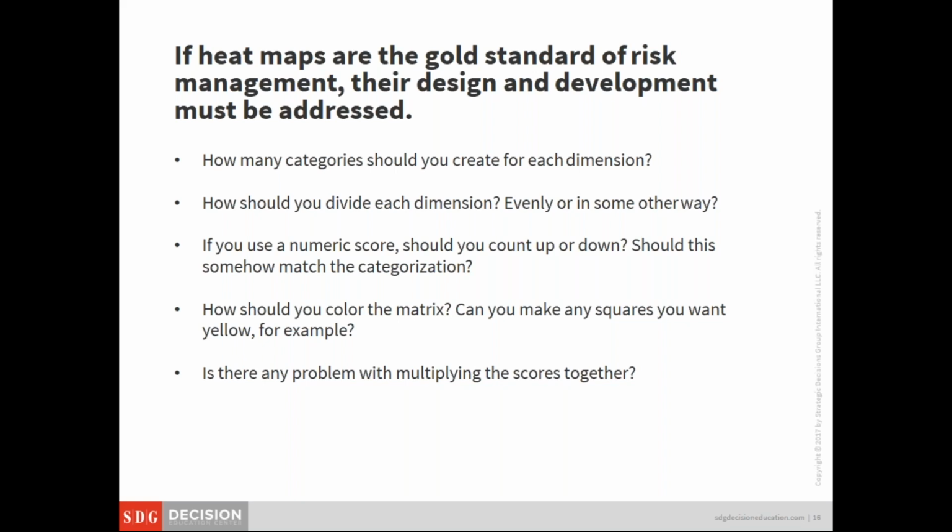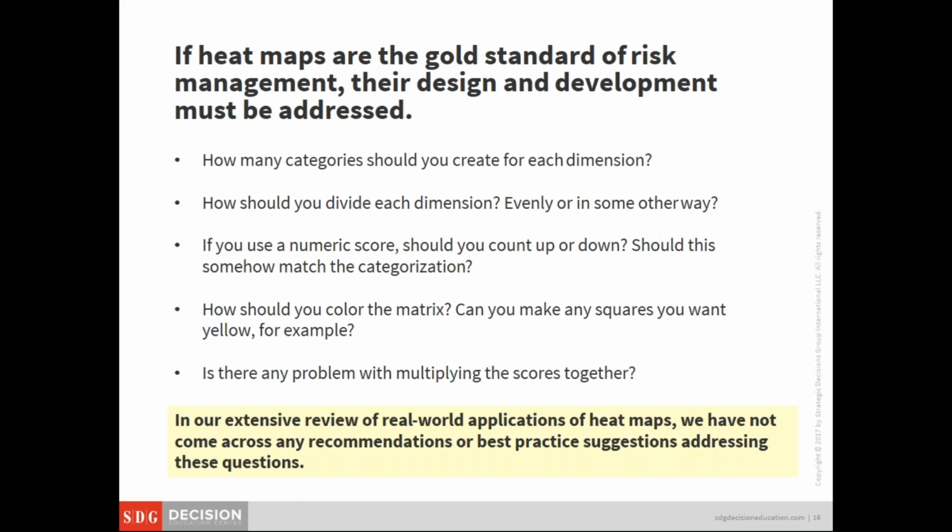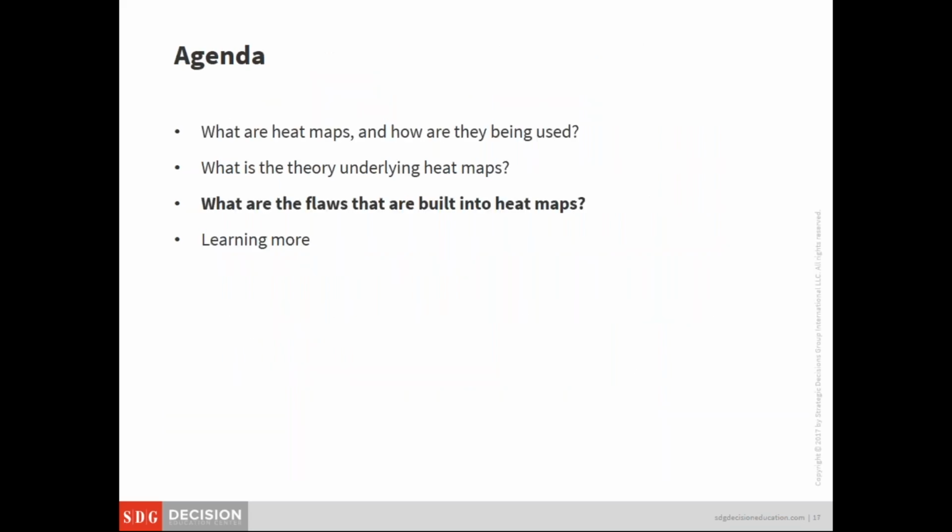And is there any problem with multiplying these scores together? A number of researchers and consultants have looked at these various questions. We summarize them in our paper. I don't have time to go through all of them now, but I'll just hit some highlights. In terms of what we've seen, there really are no recommendations or best practices for how to address these things. And if you think about it, there really is no logical argument to be made, if you want to create buckets, in terms of how big that bucket should be and if those buckets should be the same size, for example. So what are some of the flaws that are built into heat maps?